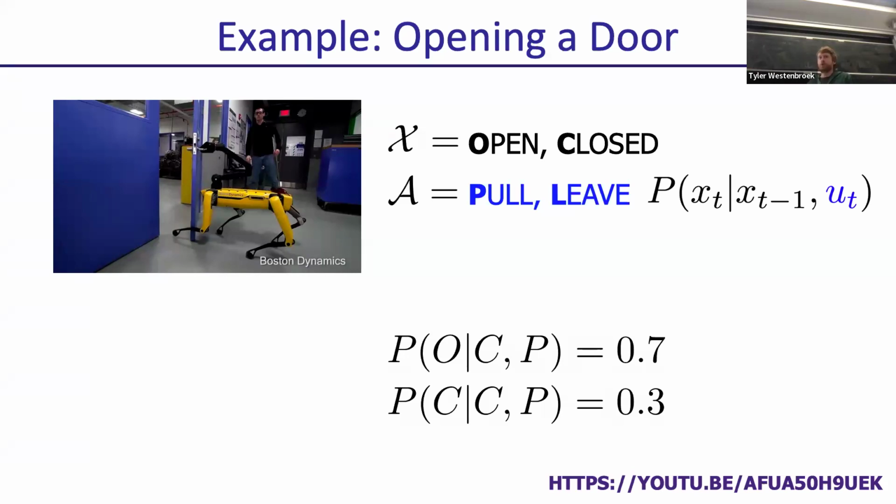And we have some model. Maybe we estimated this with all the prior times that we tried to open the door, and we saw the success rate of it. But we have some model P which gives us the probability that the door will be open or closed given our current state and our action. So, for example, let's say that the probability that the door is open in the future, given that it's closed and I try to pull, is 0.7. So there's a 70% chance I'll succeed in opening the door, and what that means is that there's a 30% chance that I'll fail.